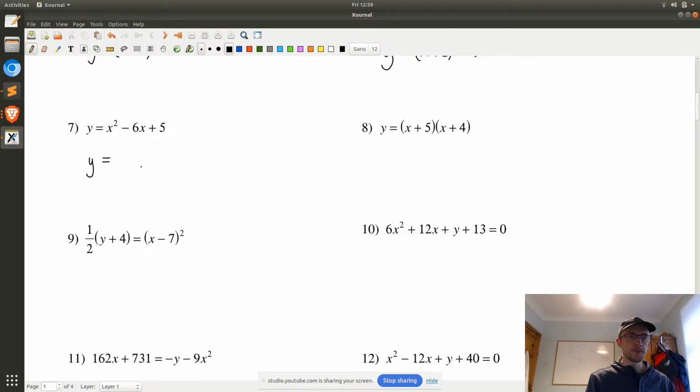Complete the square. So x take 3 all squared. Square that out, you get x squared take 6x add 9, but you need 5, so take off 4.